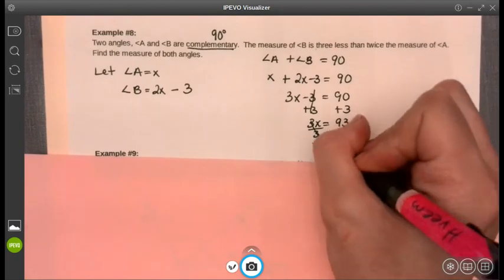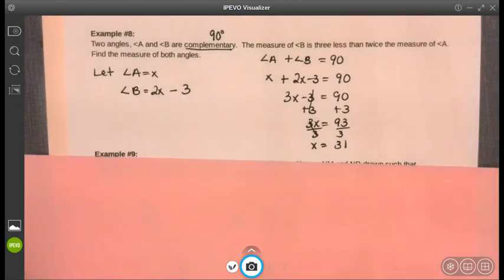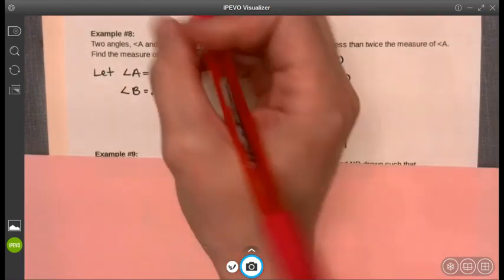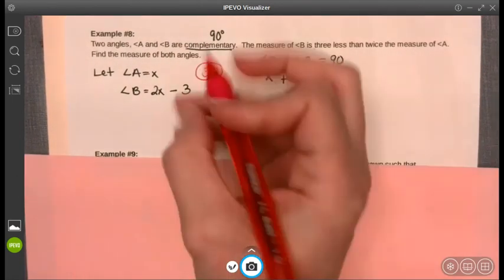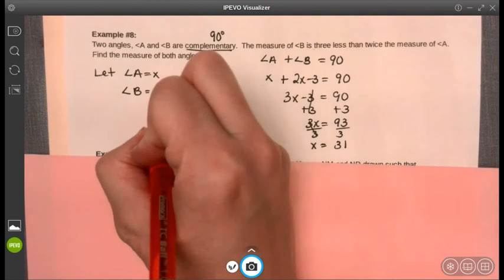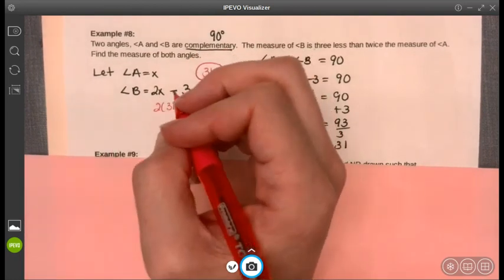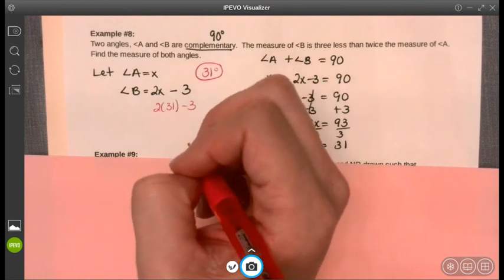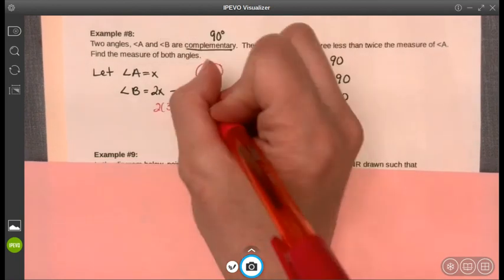Again, that's not 31 degrees technically right now, unless I substitute into here, into X, it's just 31. So yes, now I'm going to put 31 degrees here. Then I'm going to put 2 times 31 minus 3. 2 times 31 is going to give me 62, and then 62 minus 3 will give me 59.